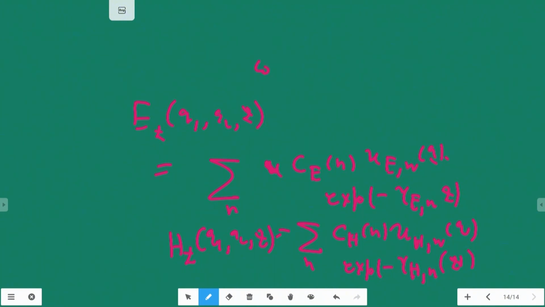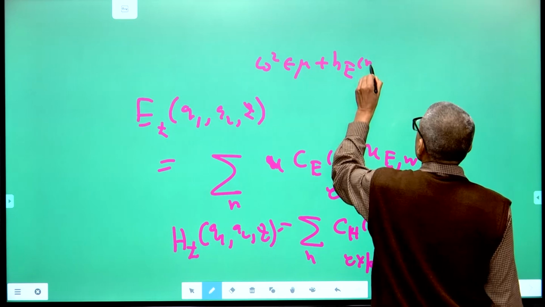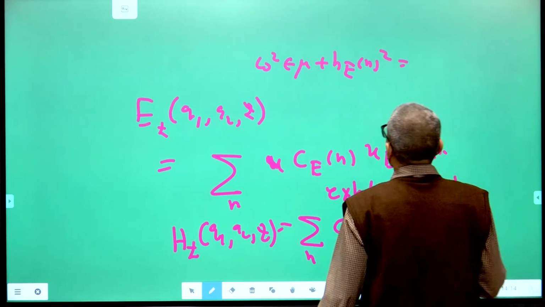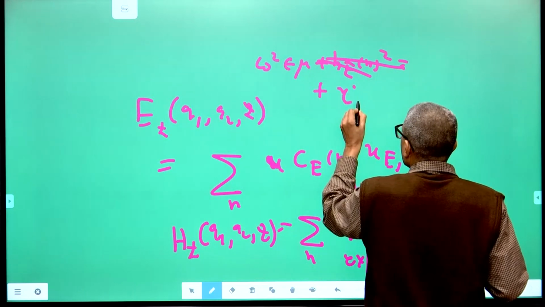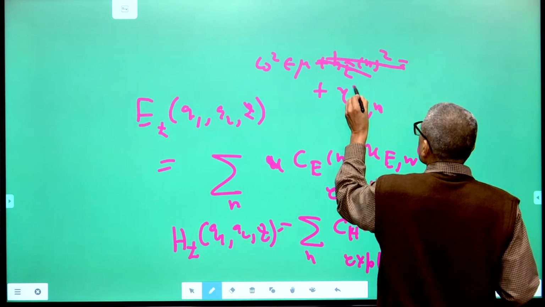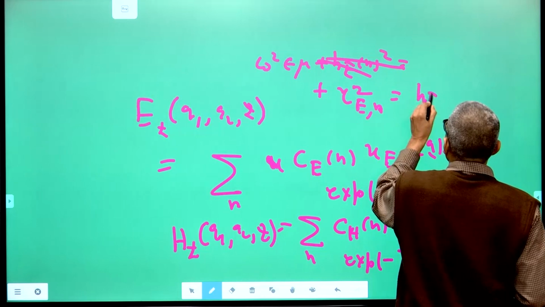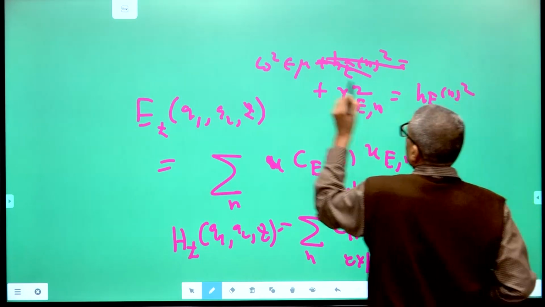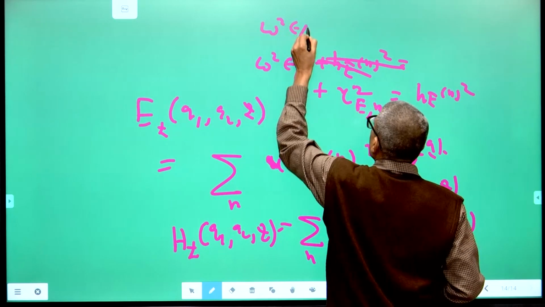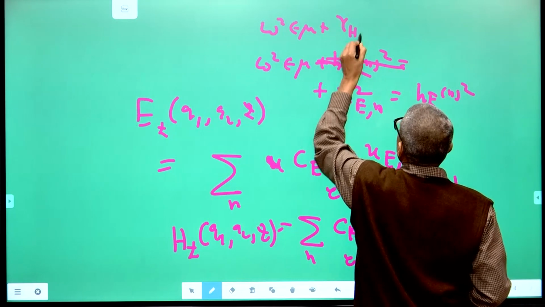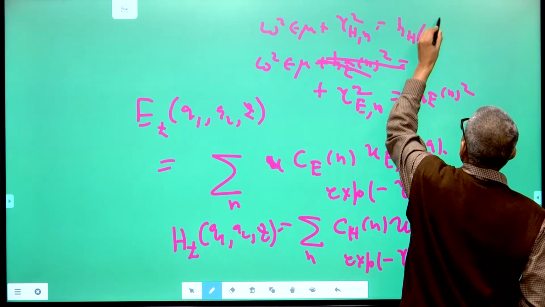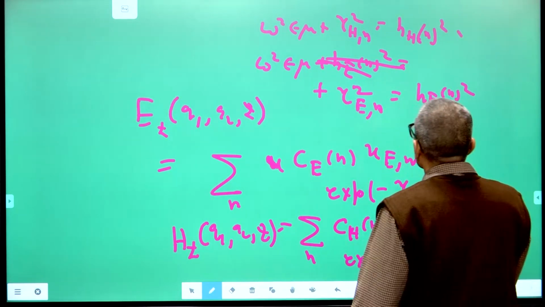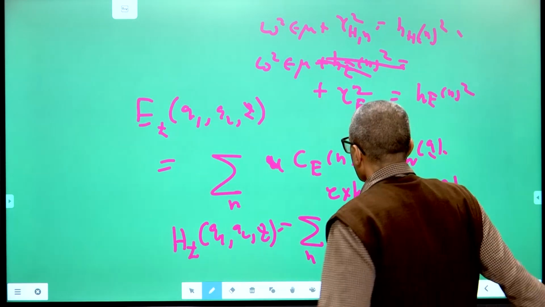where omega square epsilon mu plus gamma E n square is equal to h_e n square, and likewise omega square epsilon mu plus gamma H n square is equal to h_h n square. Right, these are the propagation constants. You can get the cutoff frequency and everything in the usual way.